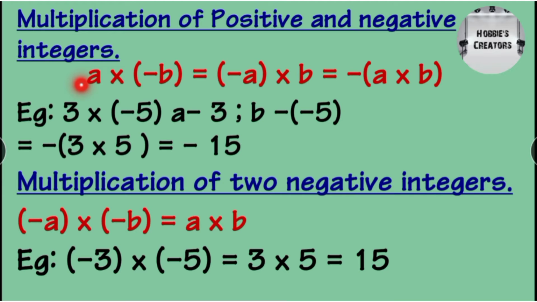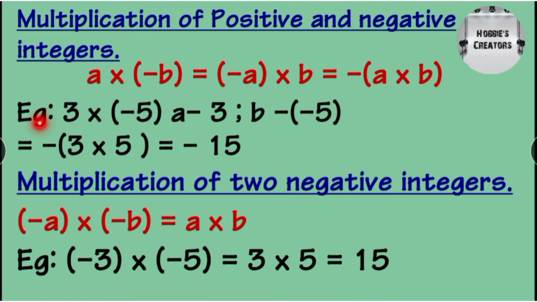So, see here, a multiplied by minus b. That is, if we multiply a positive and a negative integer, or else if we multiply a negative integer and a positive integer, we have to write our format as minus of a into b. Okay, so a into minus b, which is equal to minus a into b, which is equal to minus of a into b. So we can just see this by an example.